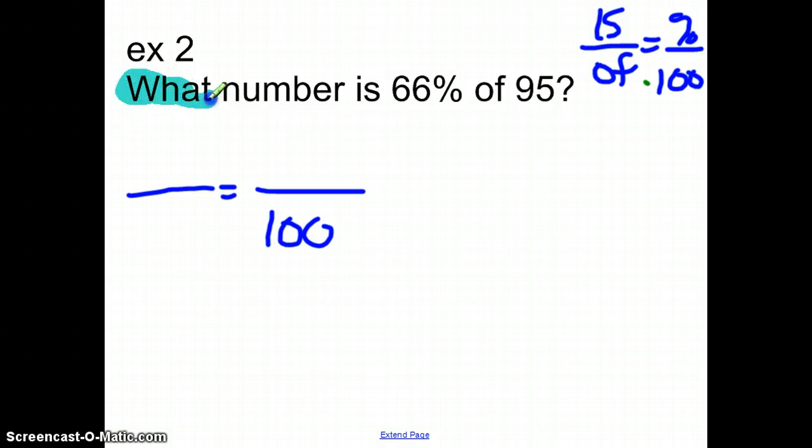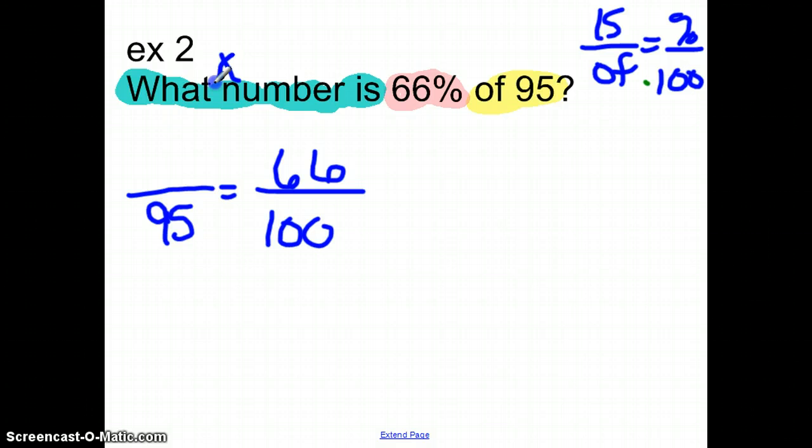okay, so what number 66% of 95? So that makes it pretty easy to see. The of is 95, so of goes in the bottom. 66 is my percent, and what is missing, so I'm going to put an X in that spot.